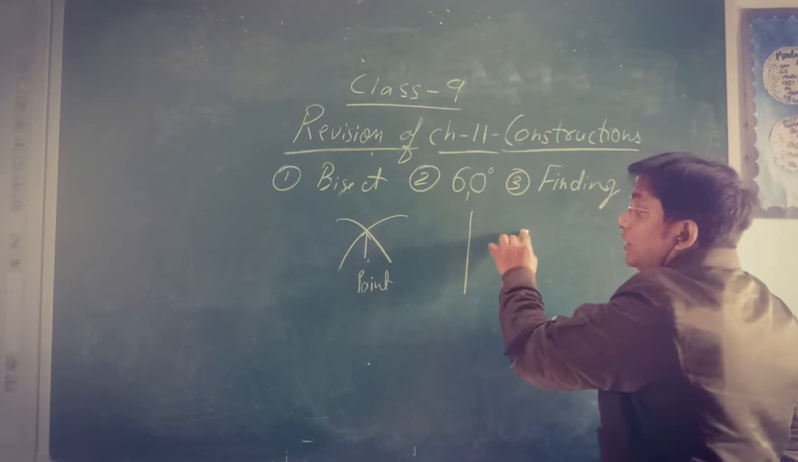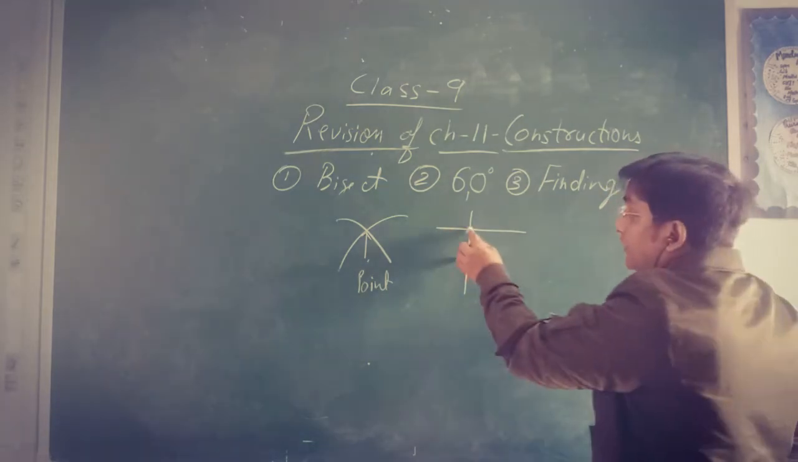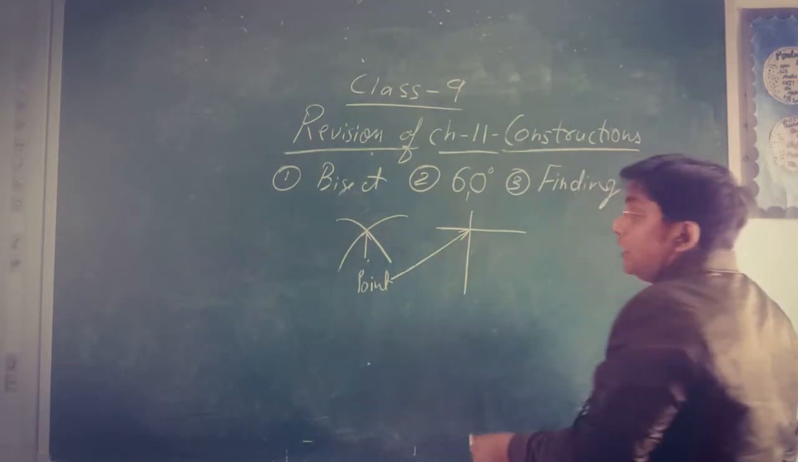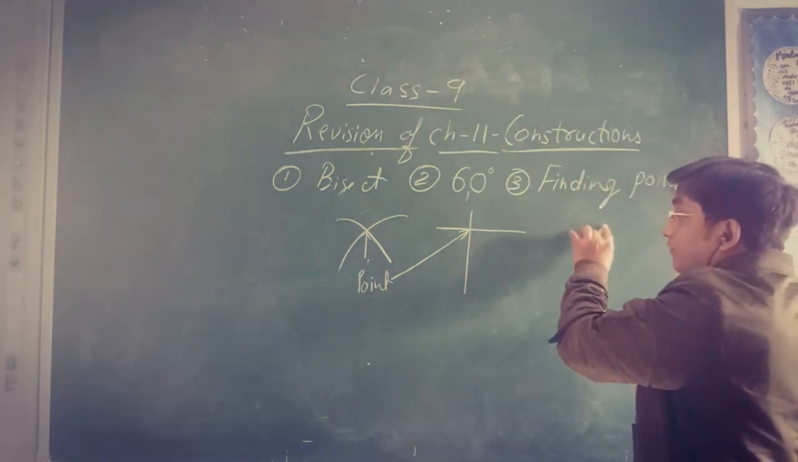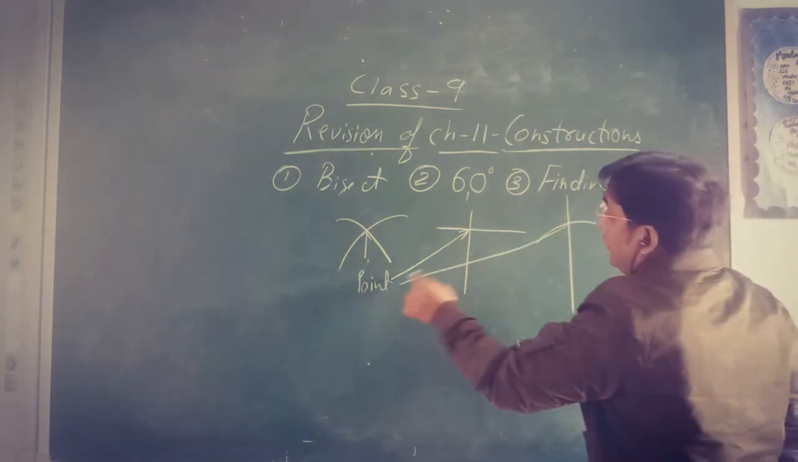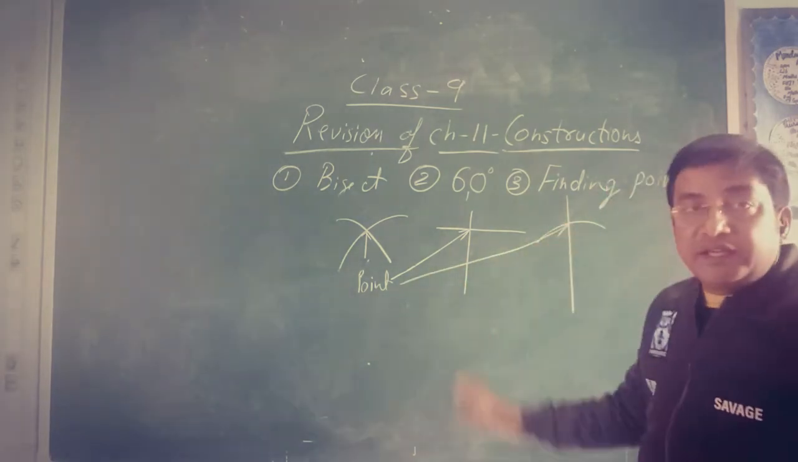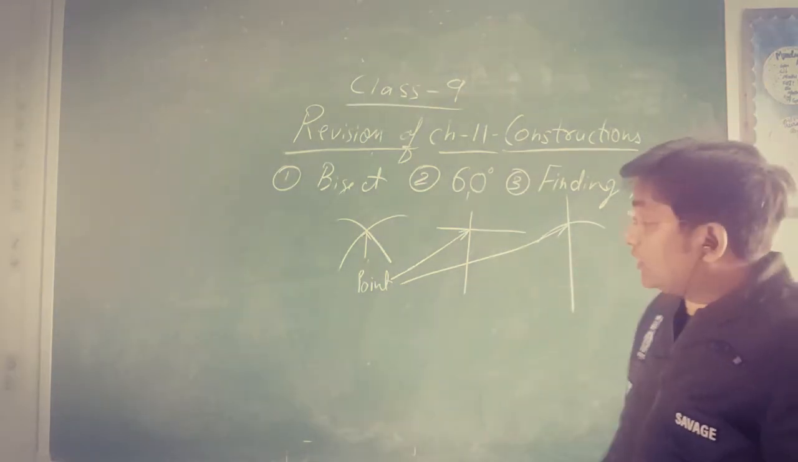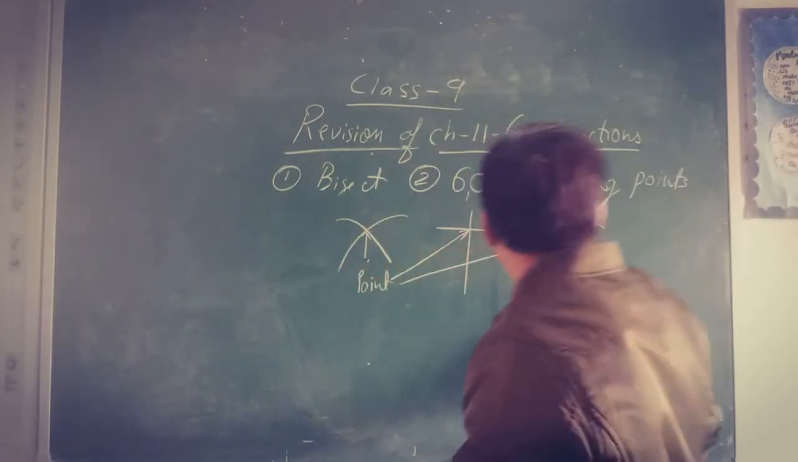When two lines intersect, then we get the point. Or when one arc and one line intersect, then we get the point. So these are the three cases where we get the points. Let us come to our actual construction now.